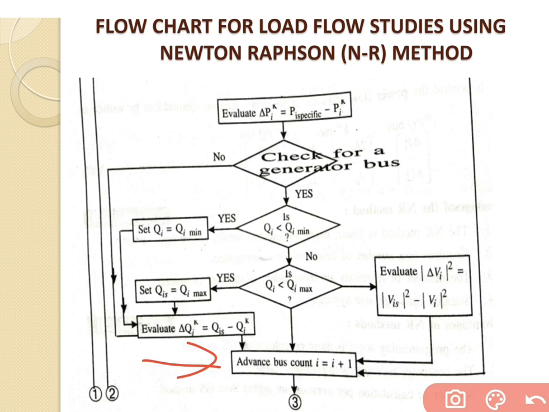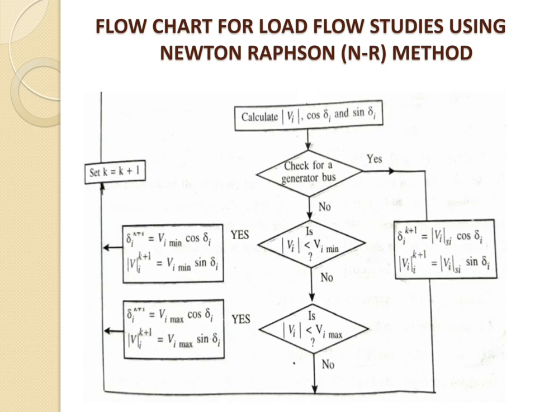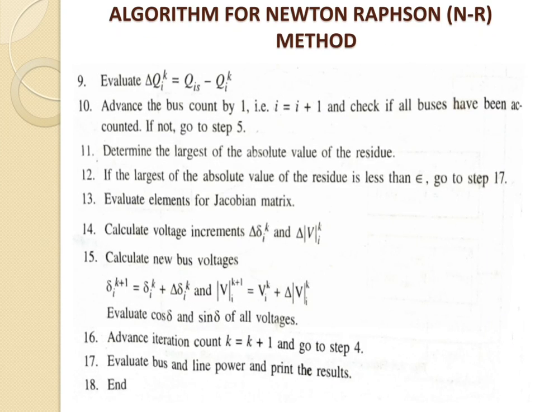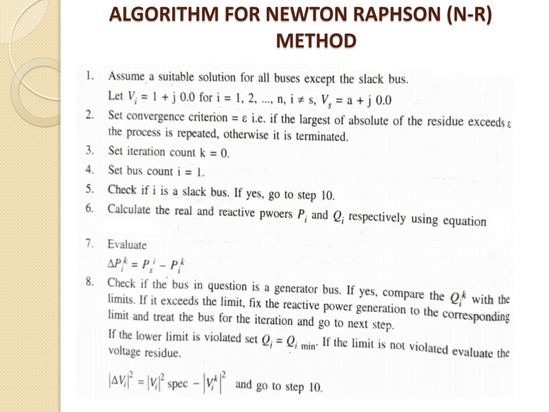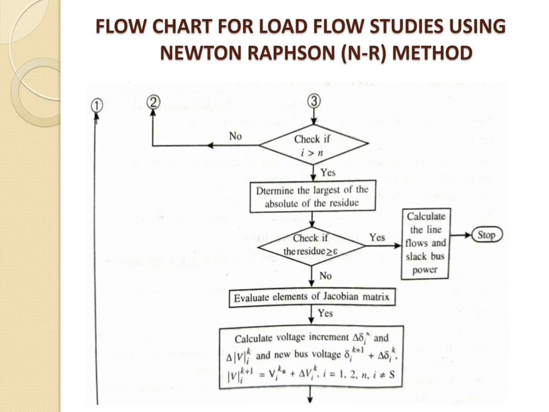Then after, we will go for the next step, that is, determine the largest of the absolute values of the residue. If the largest absolute value of the residue is less than epsilon, now we will go for the next step, that is, checking the condition over here.